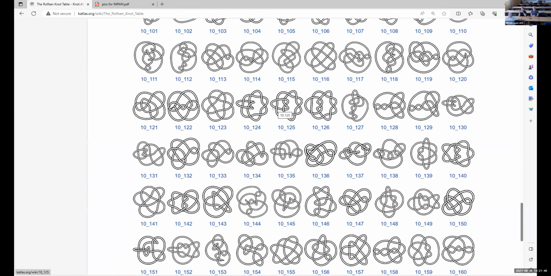So there are two steps in the classification. First of all, one can generate all the diagrams. It's sort of a combinatorial problem, which is not too difficult. And then the hard part is proving that two diagrams represent different knots.